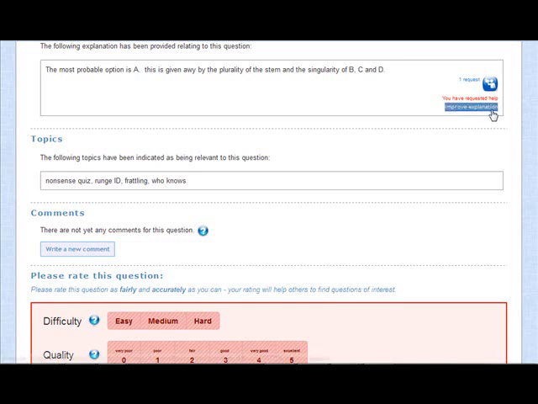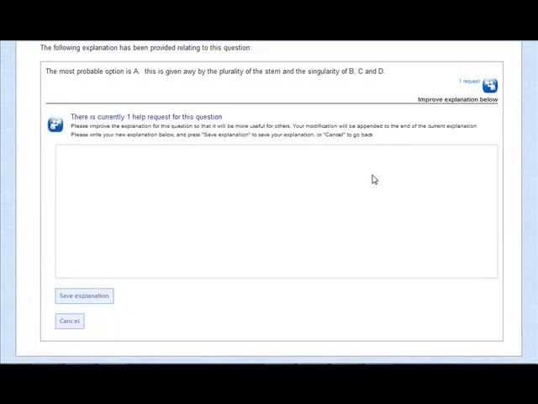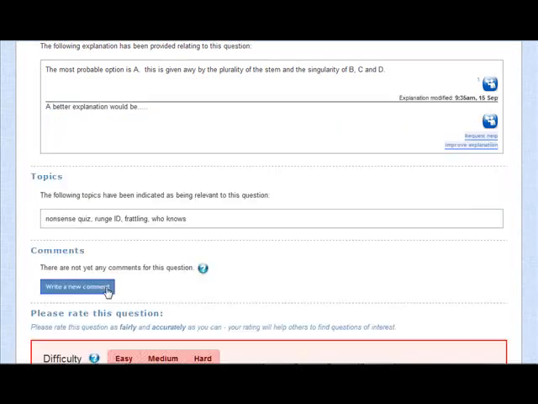Or you could say, I'm going to improve the explanation. And now you can write that, okay, a better explanation would be, and whatever you want to list as that is. And then you could save that. So now you can increase or improve the explanation so that when other people answer the question, they'll be able to get a better confirmation as to why that's the right answer.